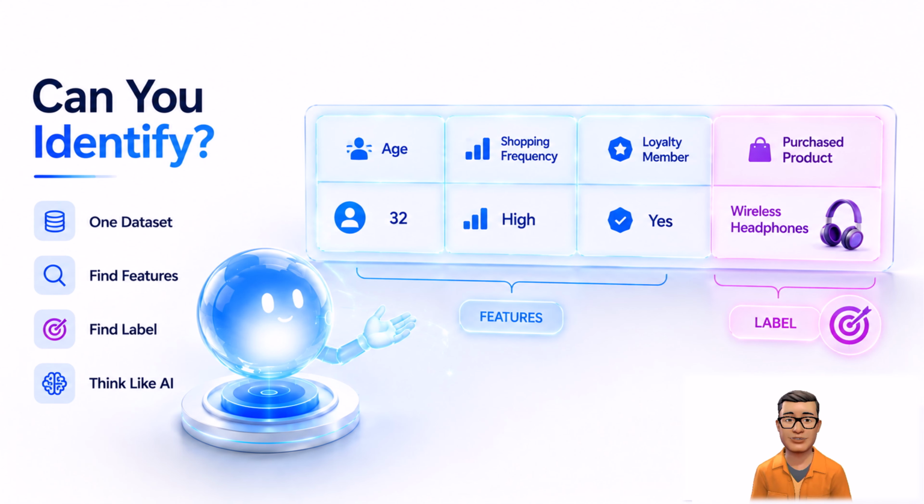Let's put everything together. Look at this simple dataset. Can you identify the features? They are the columns that describe the customer. Now identify the label. It is the column containing the known outcome that the AI is trying to learn. If you can distinguish between features and labels inside a dataset, you have already taken a major step towards understanding how machine learning works.